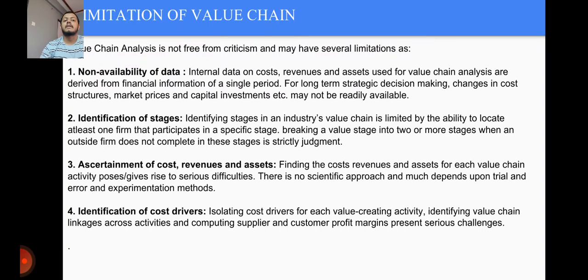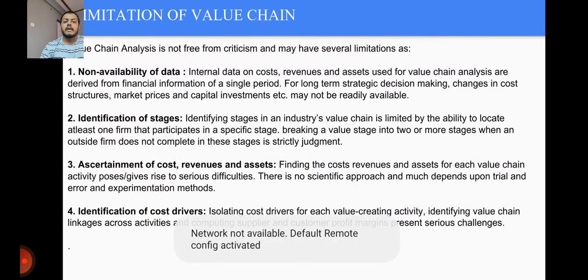Identification of stages: identifying the stages in an industry value chain is limited by the ability to locate one firm that participates in a specific stage. Breaking a value stage into two or more stages when an outside firm does not compete in this stage is strictly judgment. Uncertainty of cost, revenue, and assets: finding the cost, revenue, and assets of each value chain activity gives rise to serious difficulty. There is no scientific approach, so it depends upon trial and error, experimentation, and methods.